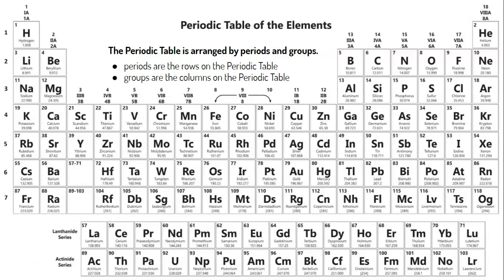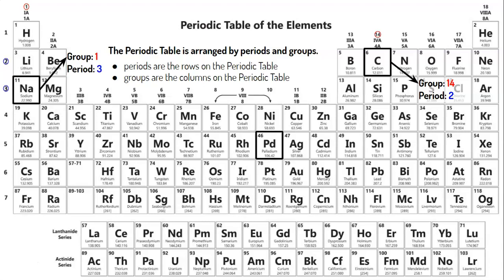So let's pick out some elements and figure out what group and what period they are in. Let's look at carbon. Carbon is in group 14, right? That number right on top. That group 14 is the up and down. So carbon is in group 14. Carbon's also in the second row, so carbon is in period 2. Now let's look at sodium. Sodium is in column 1, so sodium is in group 1. Sodium is also in row 3, so sodium is in period 3.